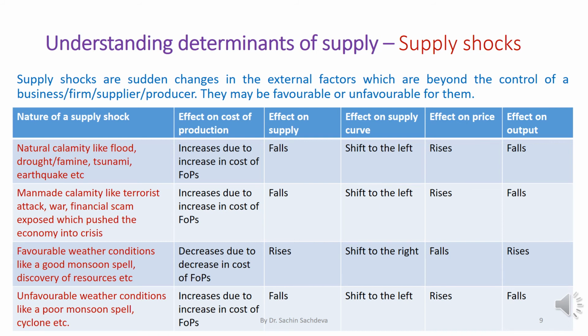Unfavorable weather conditions like poor monsoon or a cyclone, etc., will also affect the cost of production, therefore the supply curve, price, and output.